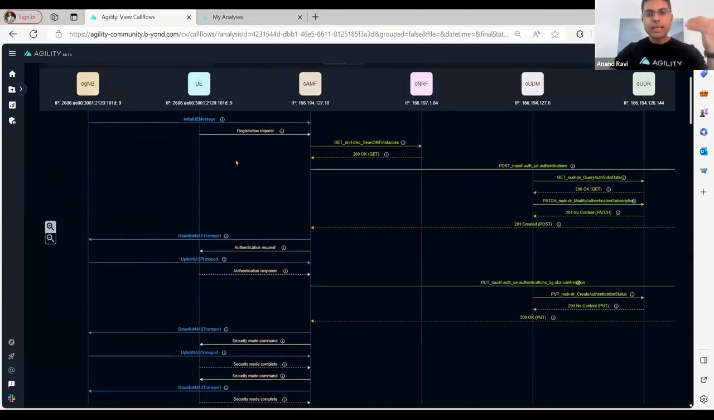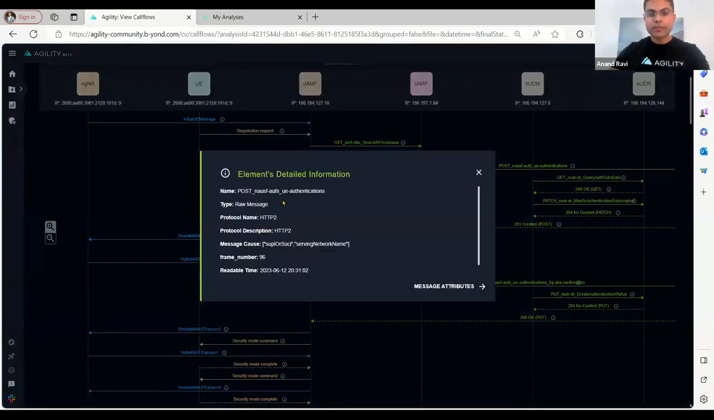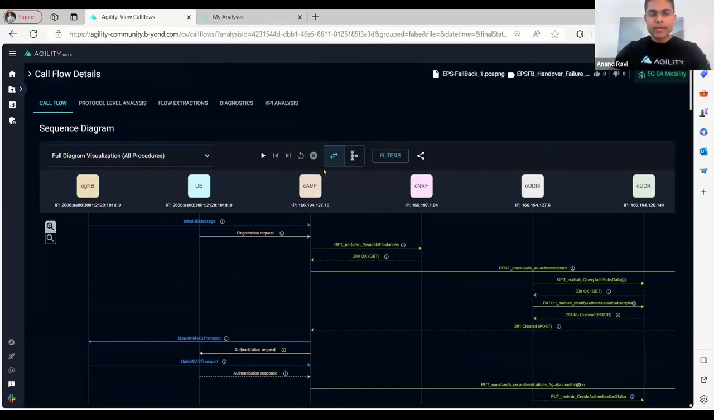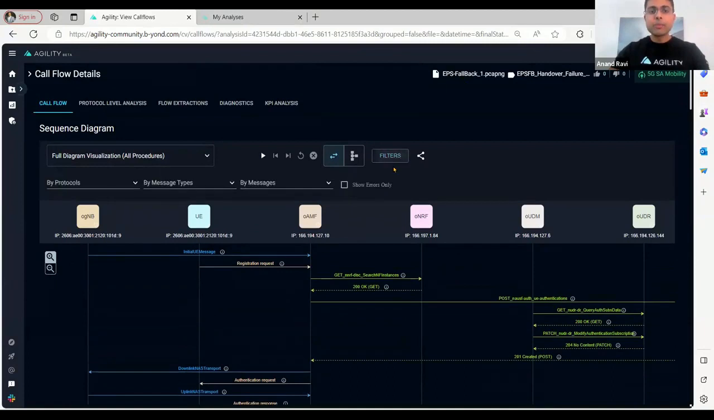And this is a multi-layered sequence diagram, which means the different protocol interactions for EPS fallback have all been plotted here in a time-sequential manner, along with attributes that are exposed in the sequence diagram. So I can always click on the I information and look at further detailed message attributes from there, along with the frame numbers and timestamps that the packet belongs to. Right? Now, it is also interactive in the sense that I can apply filters.